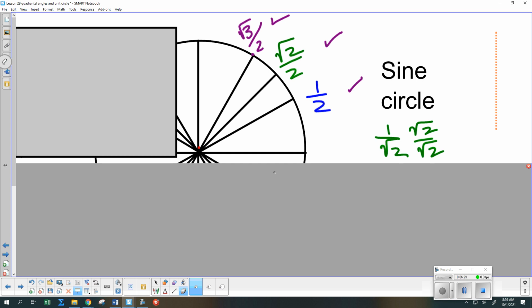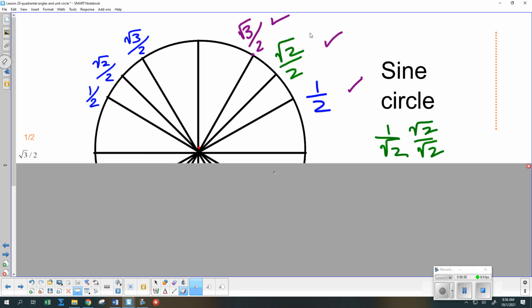From what we did the other day, when I go into quadrant 2, all students take calculus. Since I'm doing sines, are the sines going to be positive or negative in this next quadrant? Positive. So I could go through and do all of those triangles again like I just did, and get the positive root 3 over 2, positive root 2 over 2, and a half. So for example, I might have this triangle in here with 1, 2, and the square root of 3.